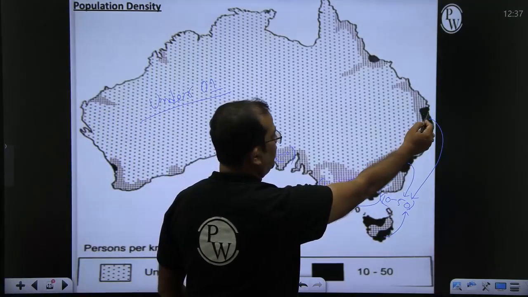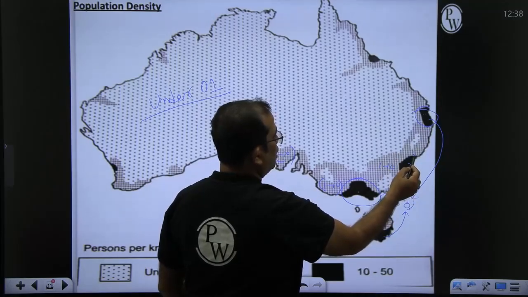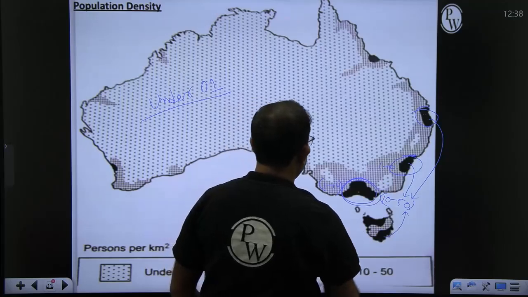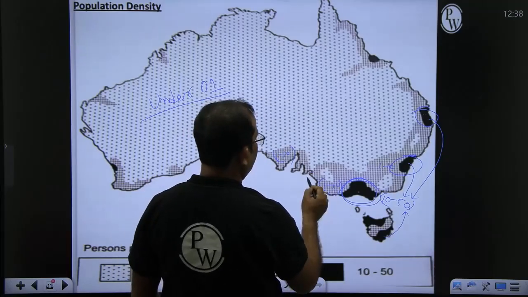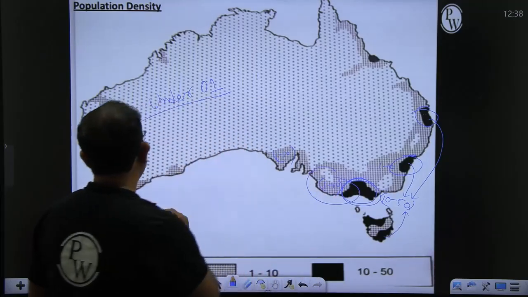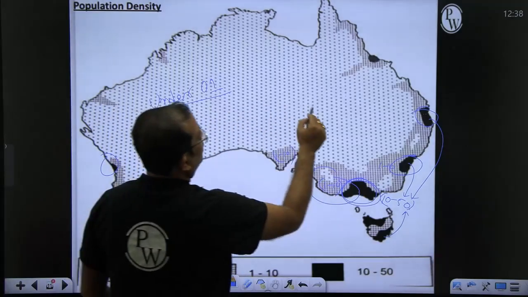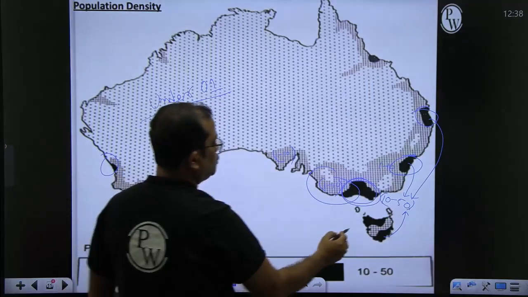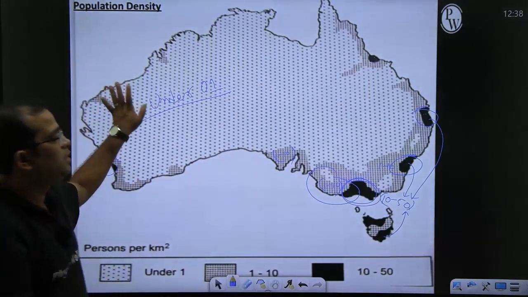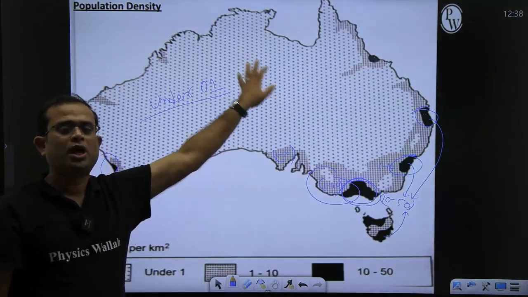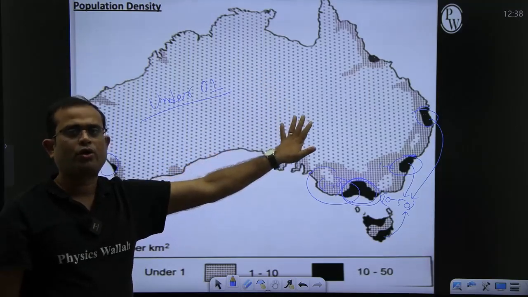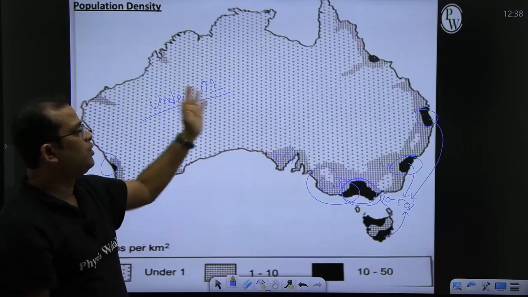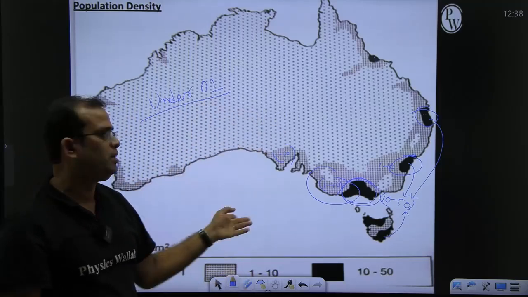This is the Brisbane area. This is Sydney and Canberra. This is Melbourne, this is Adelaide, and this is Perth. Here at the northern corner, and this is Tasmania. Can you see such a vast continent where the total population is 2.4 crore, and the people are spread in a very thin line in Australia.